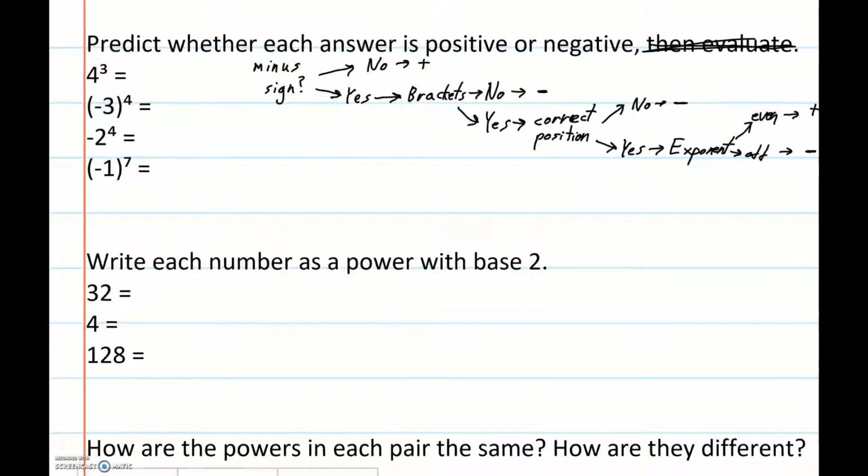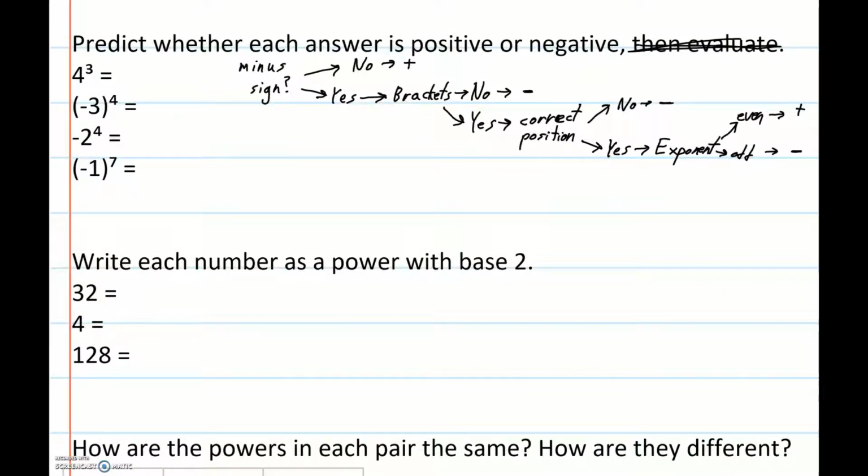Okay, let's apply this right now. So we have 4 to the 3. Is there a minus sign? No. Okay, so it's positive. So we can stop right there. We're done. Next one. Is there a minus sign? Yes. Okay, we need to go over here. Are there brackets? Yes. Are they in the correct position?